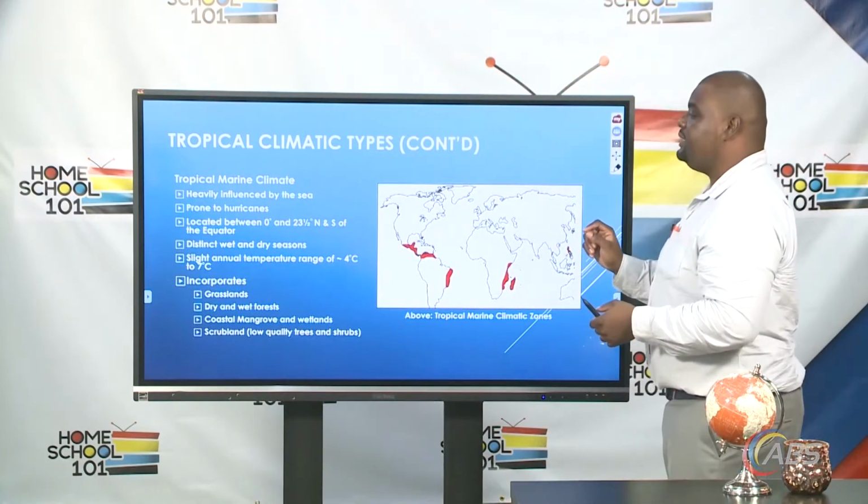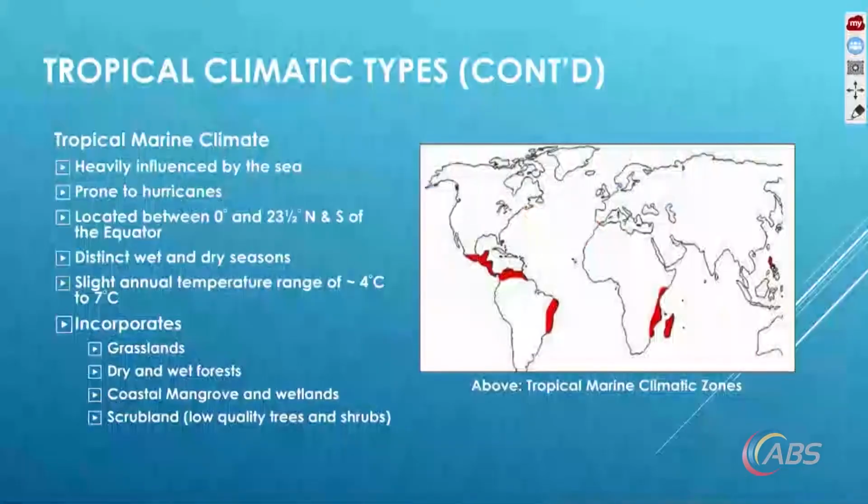Now, tropical marine climates. We are actually in a tropical marine climate zone. For one, they're heavily influenced by the sea, hence the word marine. Those of us who know Spanish, la mar means the sea in Spanish. These areas are also prone to hurricanes.